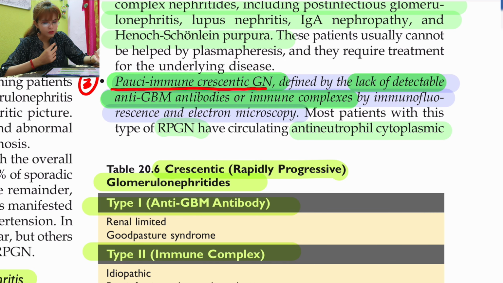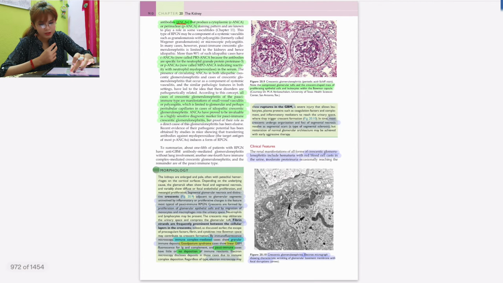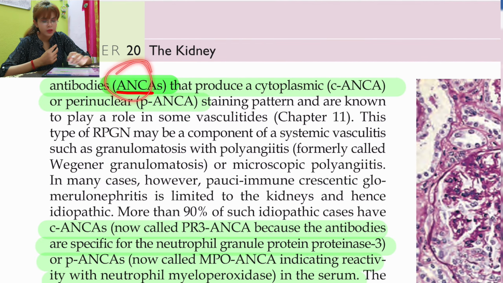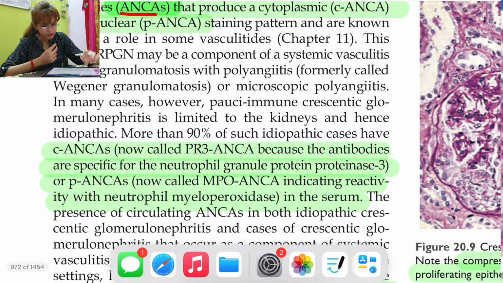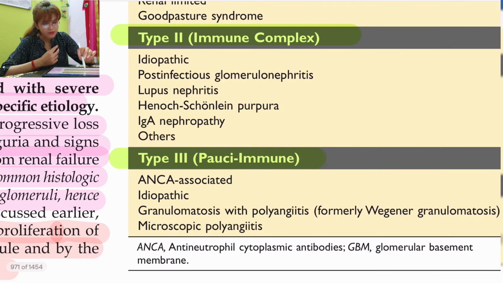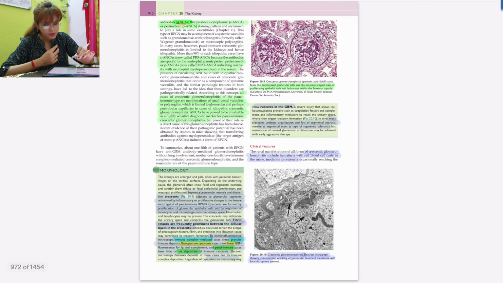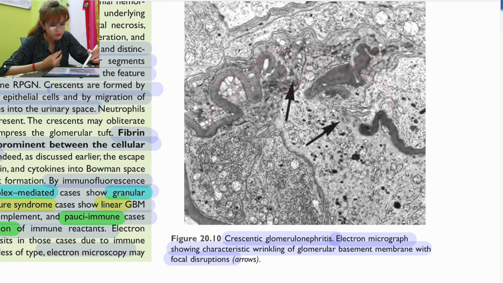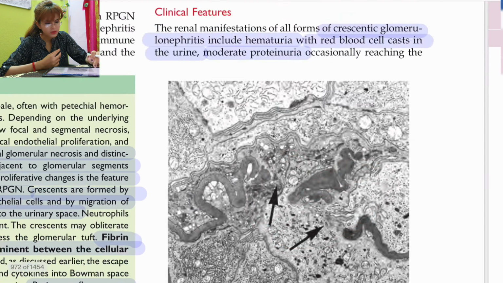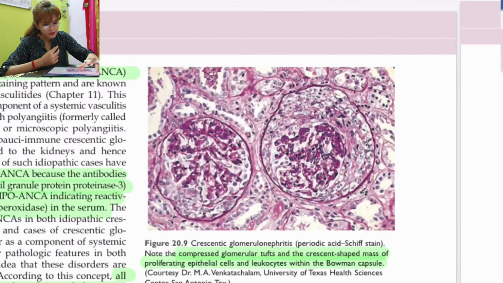Most of the patients of RPGN have circulating anti-neutrophil cytoplasmic antibodies or ANCA. So some of them are ANCA positive. Only in type 3 are you going to get this ANCA associated point. You can see the wrinkling of the glomerular basement membrane with focal disruption. You can see these areas are disrupted. This is the crescentic one, and this is the crescent which is formed.